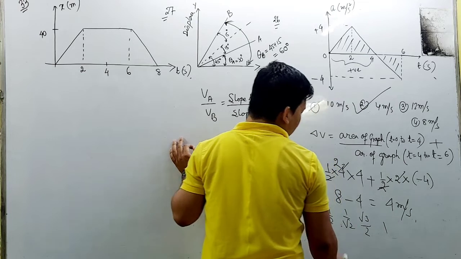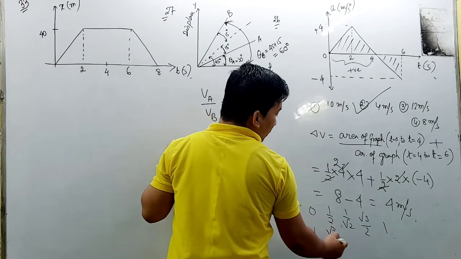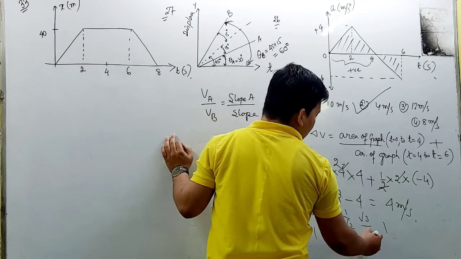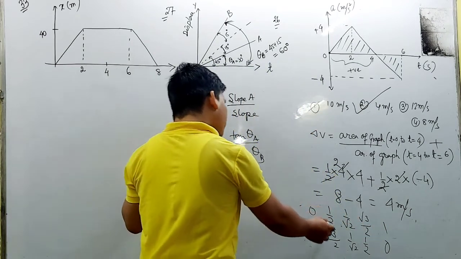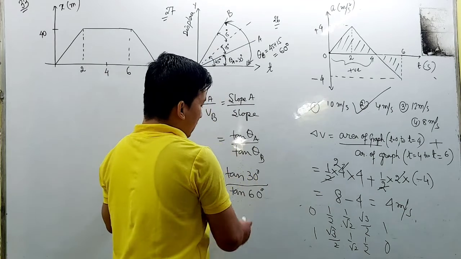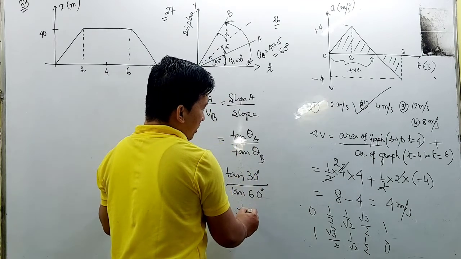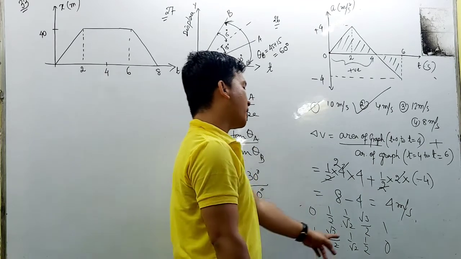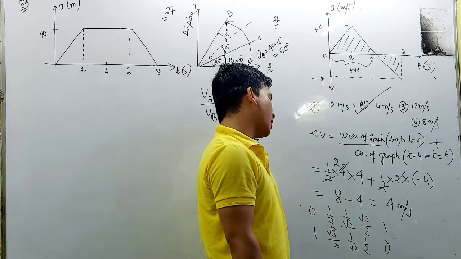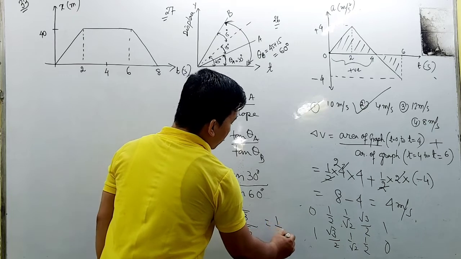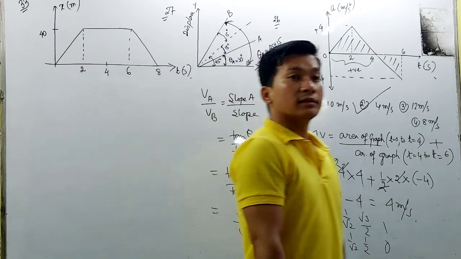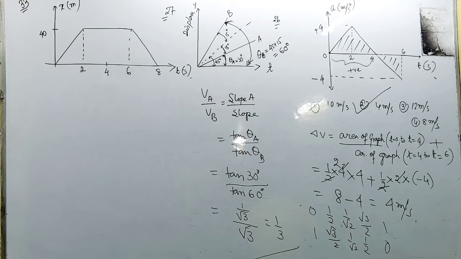So it is 1 by root 3 divided by root 3. Root 3 gets cancelled out. The answer is 1 by 3, so option number 4 will be the correct answer.